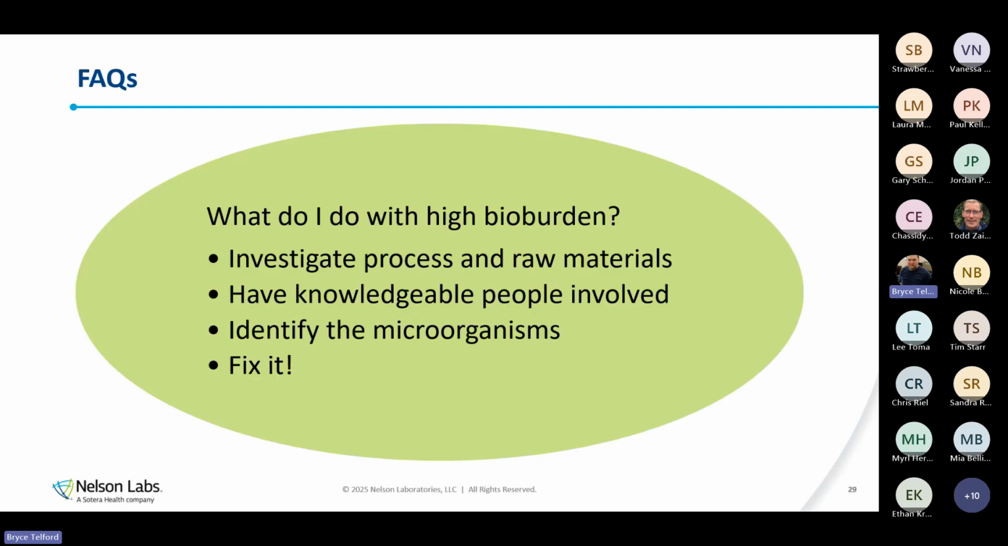So the question then comes, what do I do with high bioburden? The first thing we do is we investigate the process and the raw materials. The second is have knowledgeable people involved. Next, identify the microorganisms. This can tell you a lot about where your high bioburden is coming from. If I'm going back to our earlier slides, if I have gram negative, I have a good indication that I need to go look at my water systems. If I have positive cocci, I need to start looking at my personnel. Are they wearing their PPE properly? Are they trained properly?